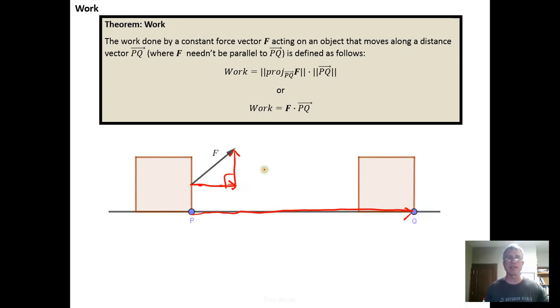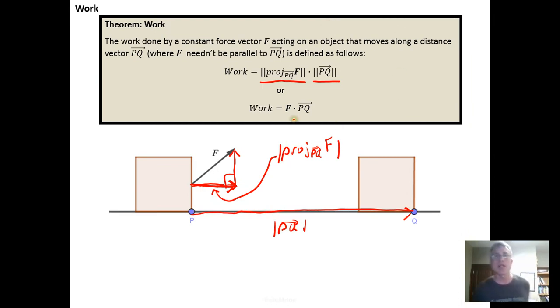And what we want to recognize is that the component of the force that is parallel to the distance vector PQ is actually just the projection onto PQ of the force vector from our previous videos. So if we can project the force onto PQ, then we have the component of the force that's parallel to the distance vector, and then all we would need to do is take the size of that projected vector and multiply it by the distance.